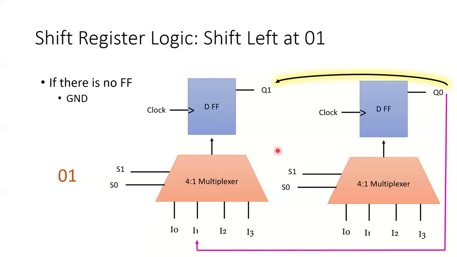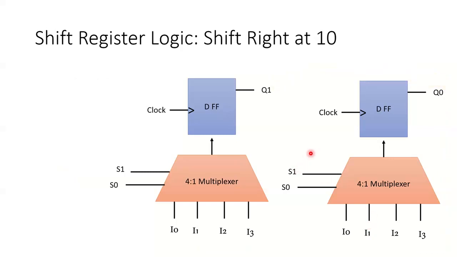If there is no flip-flop on your right hand side, so suppose this is Q0, there is no Q minus 1 in the circuit. So there is nothing to connect to the I1 of this multiplexer, so you just ground it. Alright. Now similarly, let's see a shift right operation.